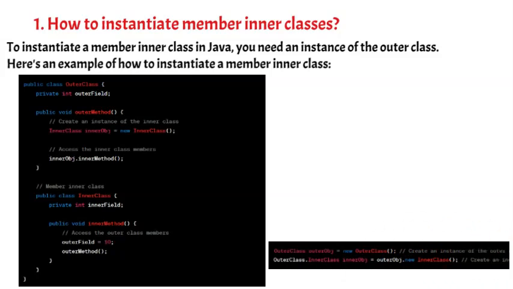To create an instance of inner class, you first need to create an instance of outer class. Once you have the outer class instance, you can create the inner class instance using the dot notation. Note that you need to use the syntax outer_obj.new inner class to instantiate the inner class, indicating that it belongs to the specific instance of the outer class outer_obj.